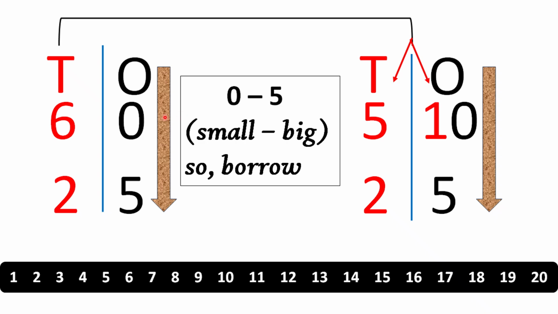Why are we borrowing? It is small number minus big number. How do we borrow? 6 tens. Keep 5 tens here and take 1 ten over to the next column.